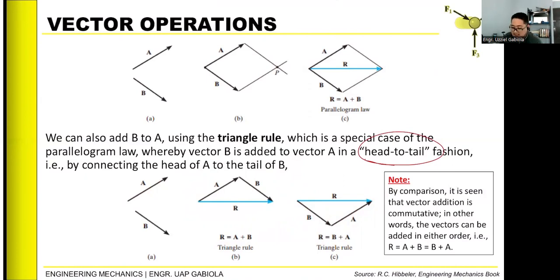So, ibig sabihin, ito, naka-note dito, by comparison, it is seen that vector addition is commutative. So, ibig sabihin niya, vectors can be added together in any order. Okay? It can be A plus B or B plus A, and that will yield the same answer or same resultant vector. Okay?